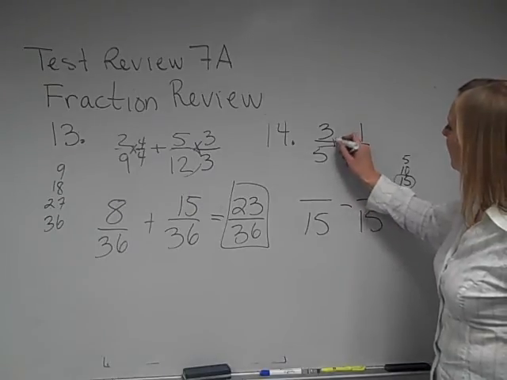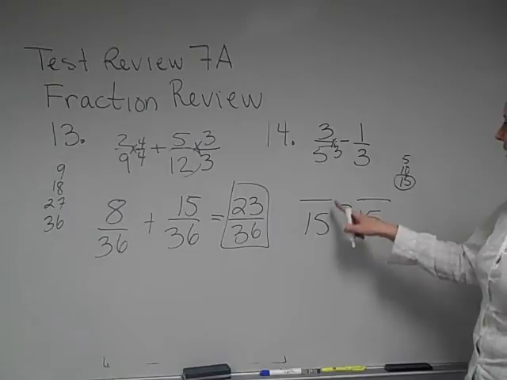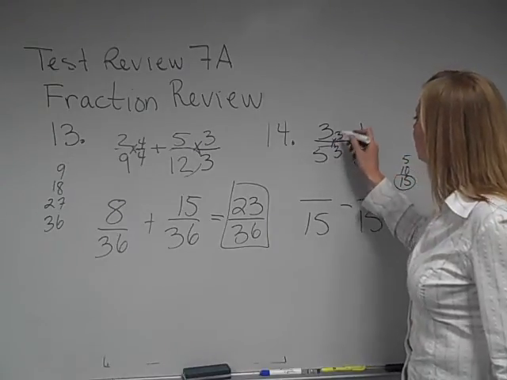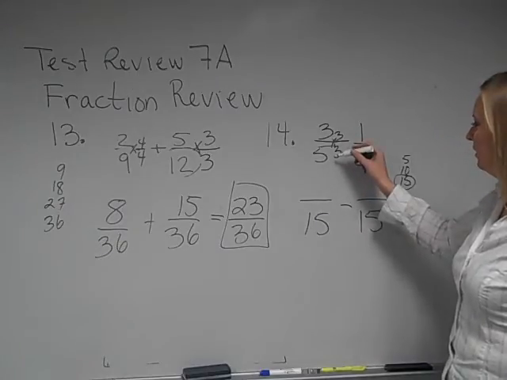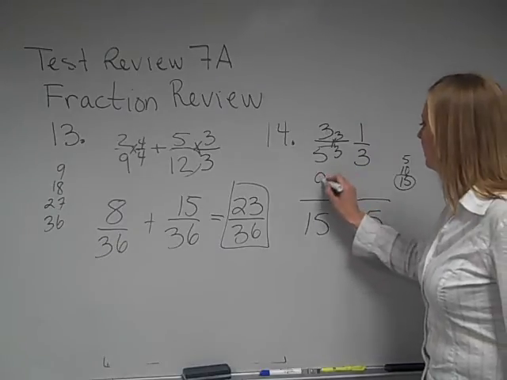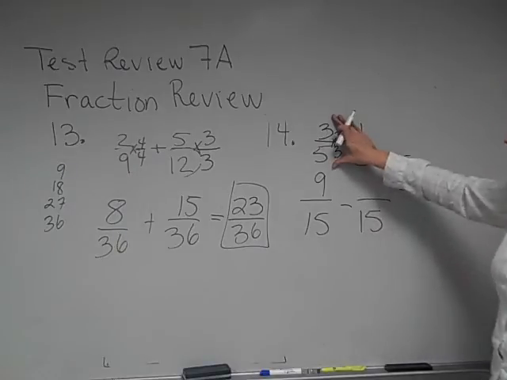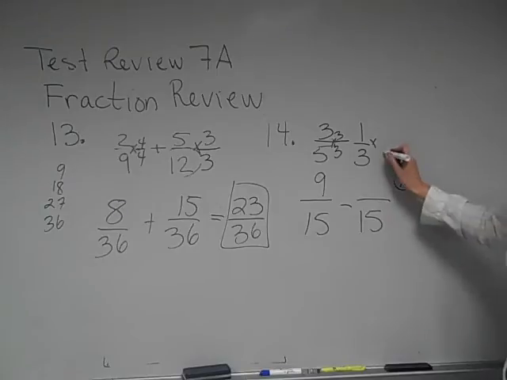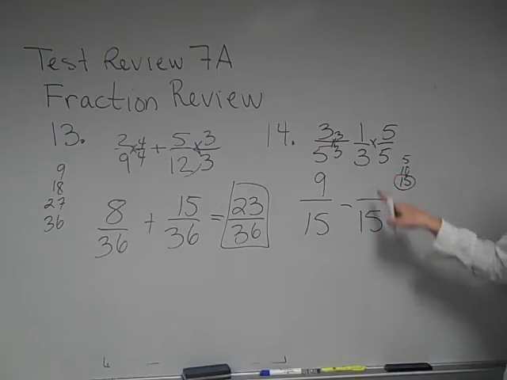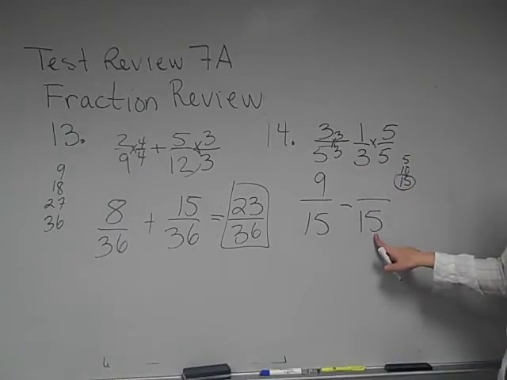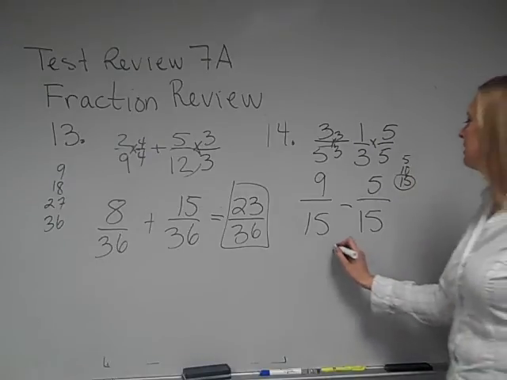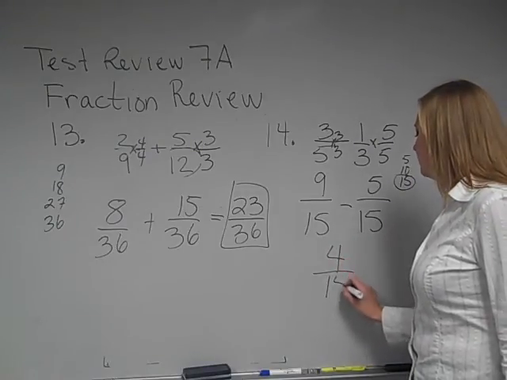15. 5 times 3 gives us 15, and whatever you do to the denominator, you must do to the numerator, because 3/3 is 1. So 3 times 3 is 9. 9/15 is the same as 3/5. Here you have 1/3 times 5/5. 3 times 5 is 15. So you have 5/15. Now you're ready to subtract for a total of 4/15.